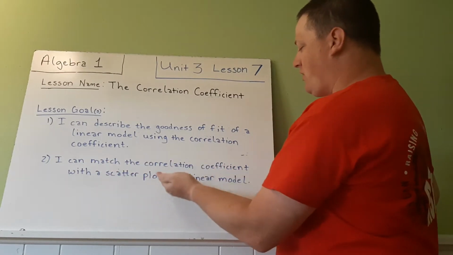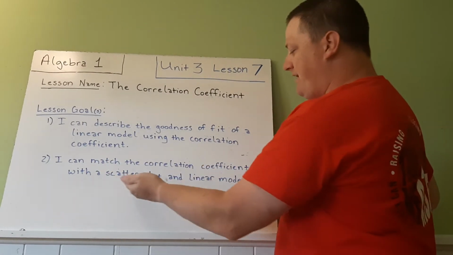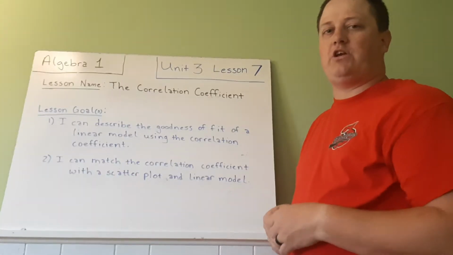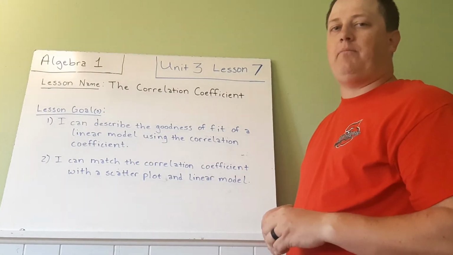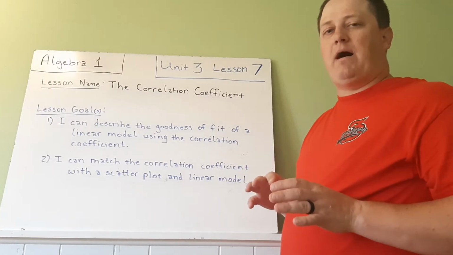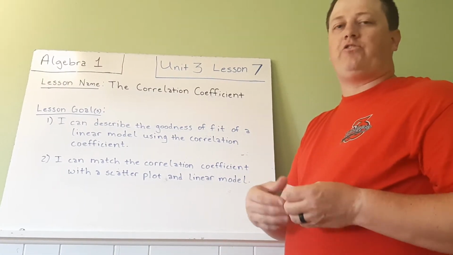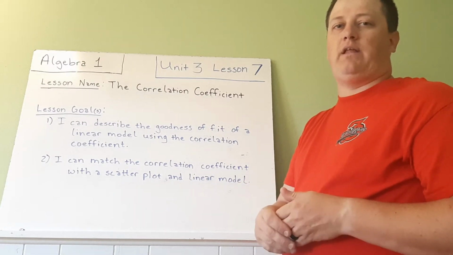I can match the correlation coefficient with a scatter plot and linear model. So if we know what the correlation coefficient is, we should be able to pick out which linear model and which scatter plot with that linear model are most likely the ones that made that correlation coefficient.